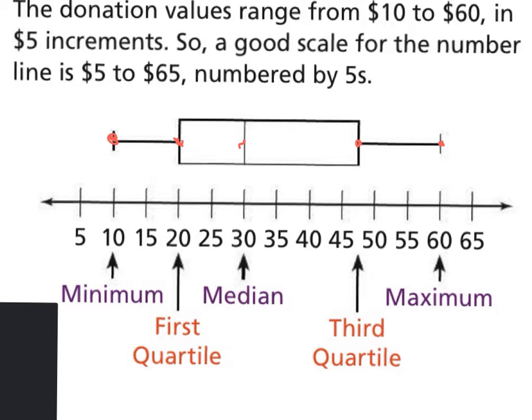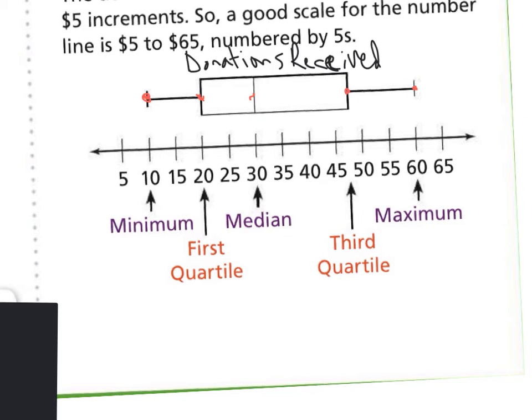One really good thing we probably should also do here is on our box and whisker plot we should make a title. So maybe we could put donations received. And then underneath our number line we could put donations in dollars, something like that. Okay, so that somebody that is looking at this has at least an idea of what this is that we're talking about, instead of being like, I have no clue what your box plot is even telling me here.